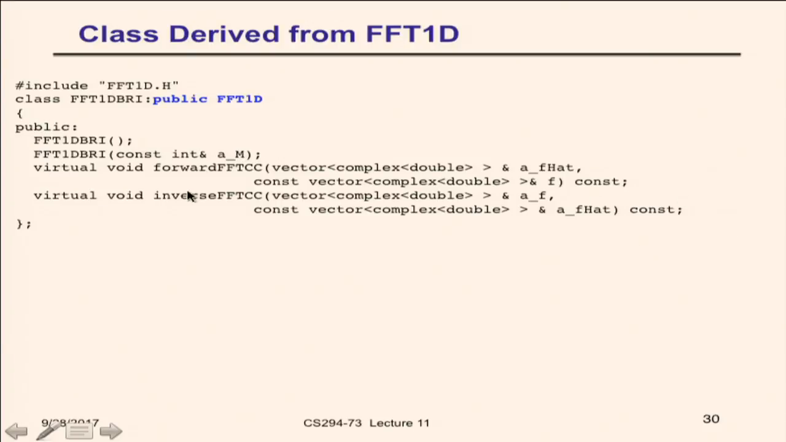I provide a definition. That's what I'm telling the compiler here, or the linker actually, that you need to look for a function that looks like this, with this signature. I'm also doing something else here. FFT1D had a default constructor, and it had a concrete constructor, and I'm defining my own versions of those, even though there were default ones defined.